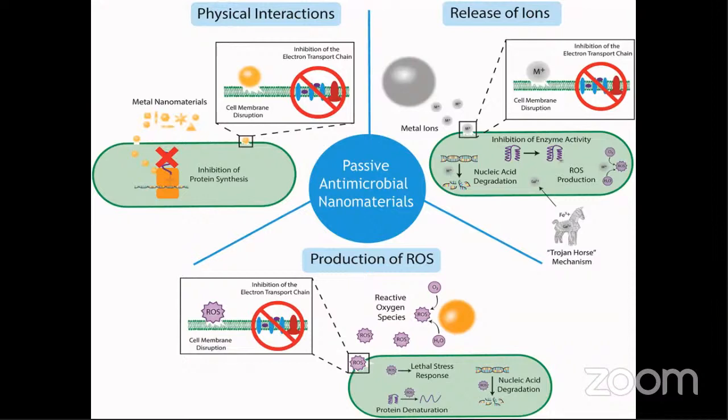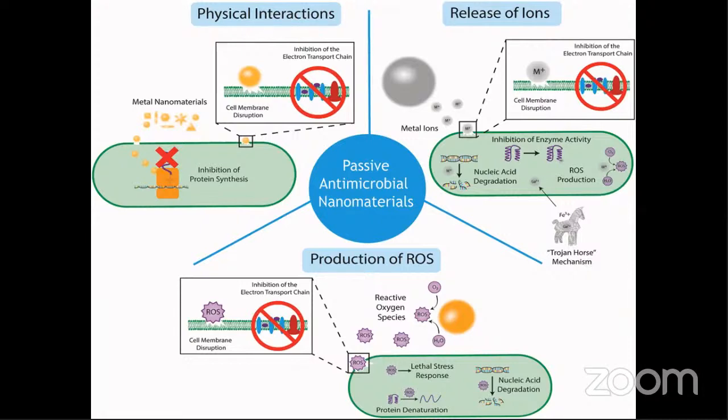When nanoparticles are interacting with the bacterial cell membrane, they can disrupt or inhibit their electron transport chain. वो उसको रोक सकते हैं, वो इलेक्ट्रॉन ट्रांसपोर्ट चेन को डिस्टर्ब कर सकते हैं. अच्छा, then they can inhibit the protein synthesis by the cells. So the other thing is the release of the ions.